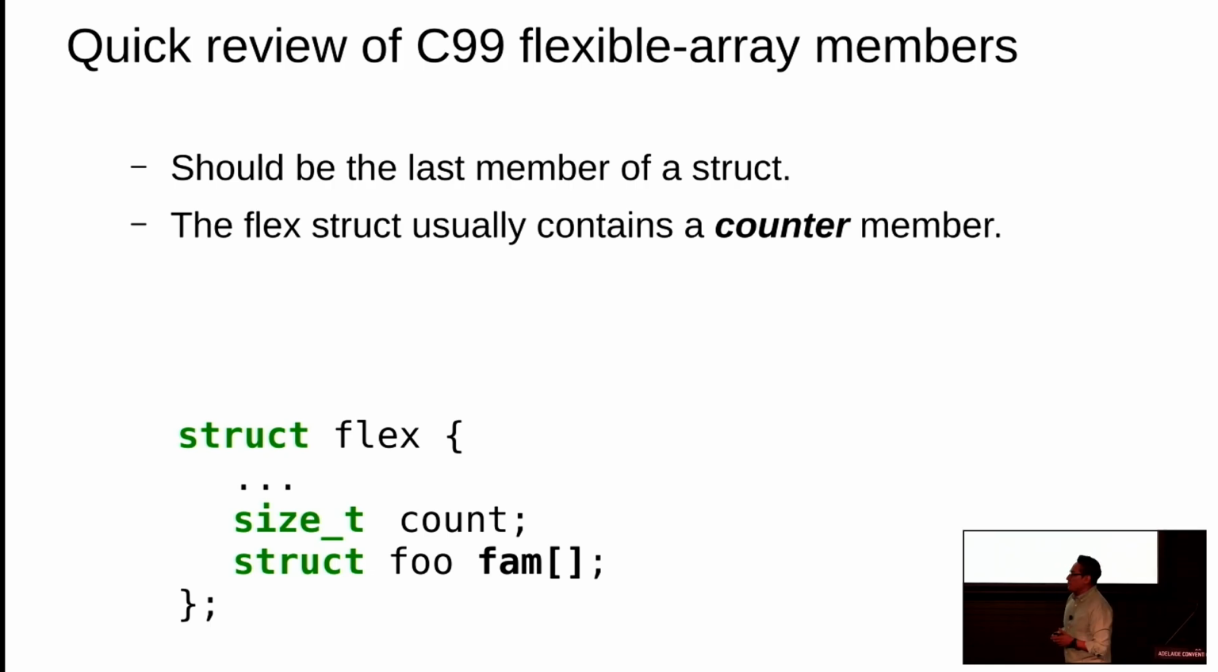Okay, another important characteristic of a flexible structure is that when we need to implement one of these code constructs, it is useful to include a counter member. In this example, count is that counter member. We are going to use this member to store the total number of items or elements our flexible array member is going to contain at some point at runtime. So this is useful information to have.